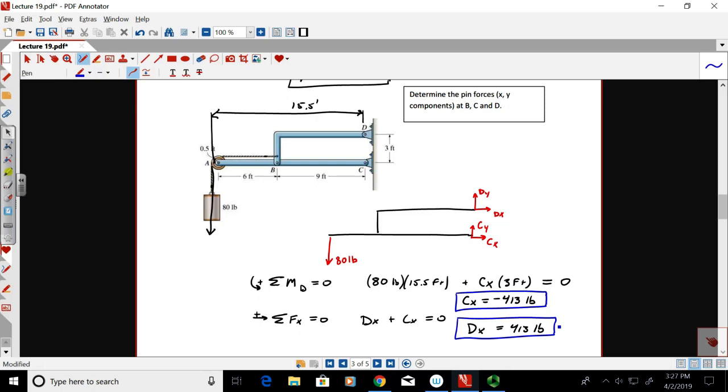Now, the only thing I could do, you might see this and say, well, what about the sum of forces in the y direction equals 0? Yeah, that's true, right? So what does that mean? You got CY plus DY minus, don't forget about the 80 pounds, equals 0, right? But does that mean I can solve for CY or DY? No, I can't. You all see that? So even though I could solve for CX and DX, I can't solve for CY or DY. I know combined they add to 80, but I don't know what they are.